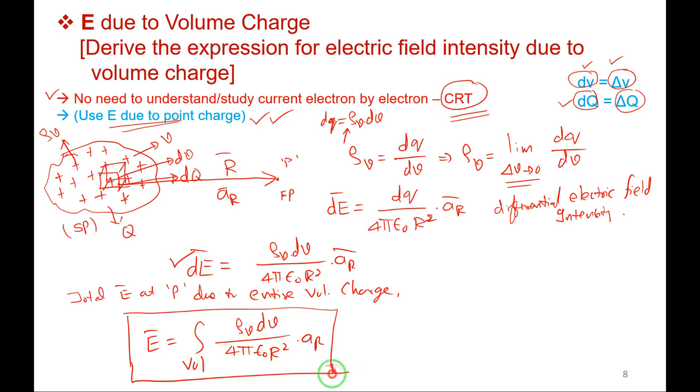This is the formula. And the volume integral is a triple integral, so instead of writing VOL, I have to show three integrals. Please be careful: either show three integrals or write down VOL here. The unit we know, volt per meter. Then while calculating R and AR, we should be very careful, because it depends on the coordinate system we are taking, whether rectangular, cylindrical or spherical, to place the source point and field point. Based on that, R and AR we have to calculate, right?